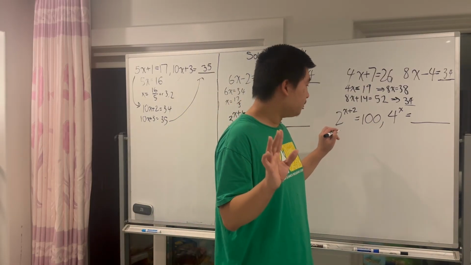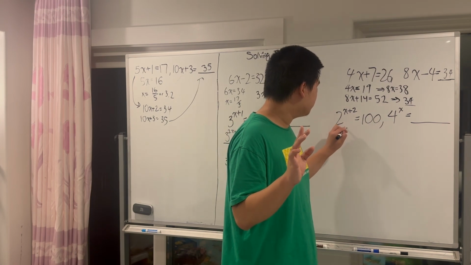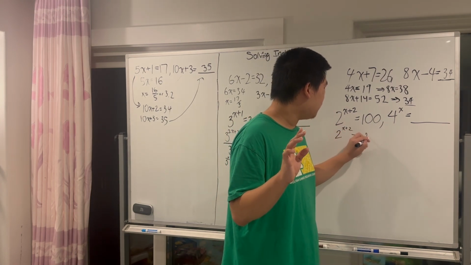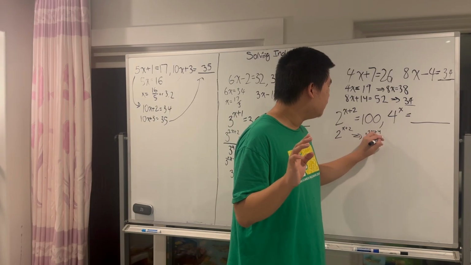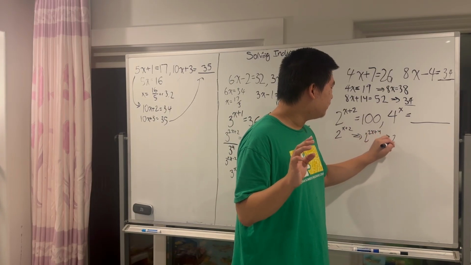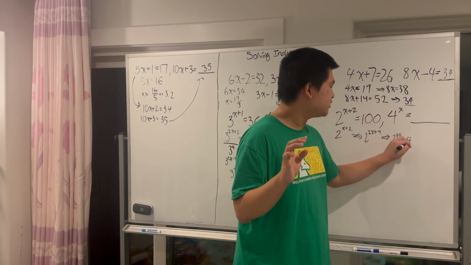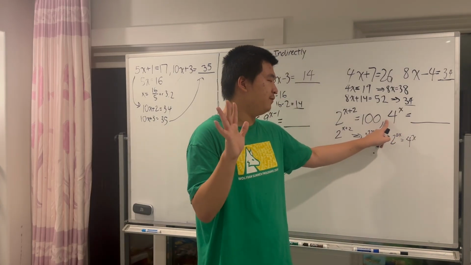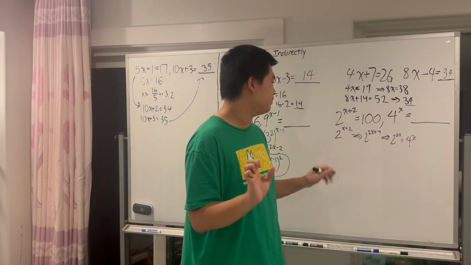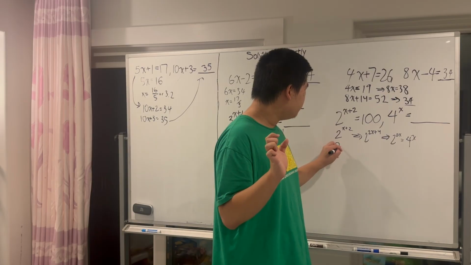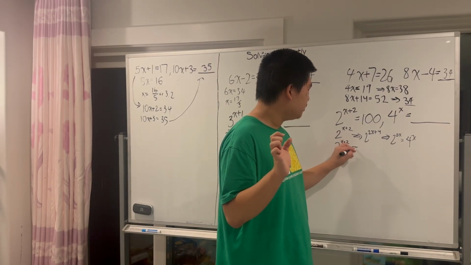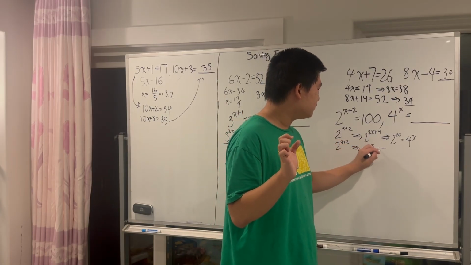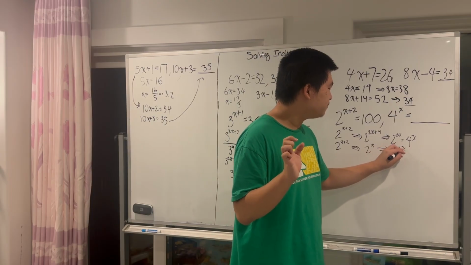So the first option is to go from 2 to the power of x plus 2 to 2 to the power of 2x plus 4 to 2 to the power of 2x, which is equal to 4 to the x. That's the important thing to recognize, by the way. 4 to the x equals 2 to the 2x. Or we can go from 2 to the power of x plus 2 to 2 to the power of x, and then 2 to the power of 2x.